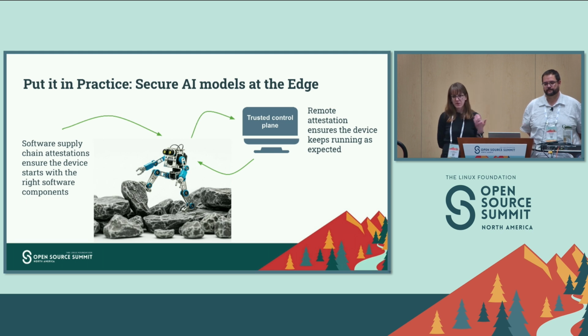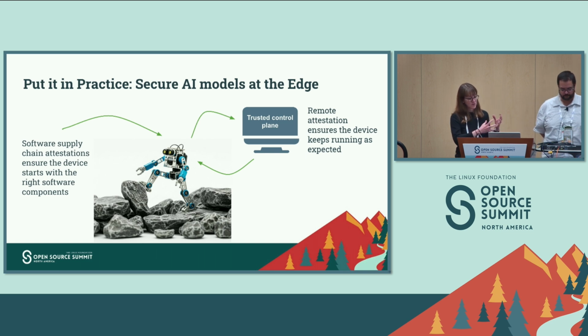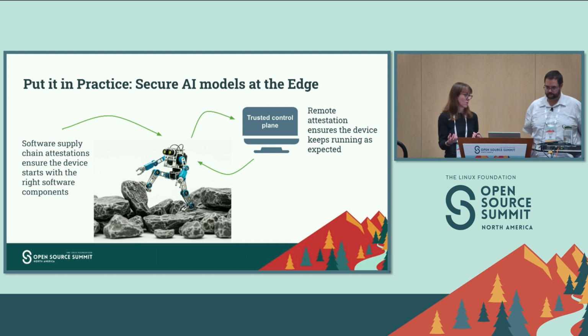So it's got an important job, it needs to do it accurately and quickly, and we want to ensure that this device starts off with the right software running, so it's got the software supply chain integrity, but then we also want to make sure that as it runs, it's not going to be compromised to do something counterproductive to its goals. And if it is compromised, we want to know about it relatively quickly.